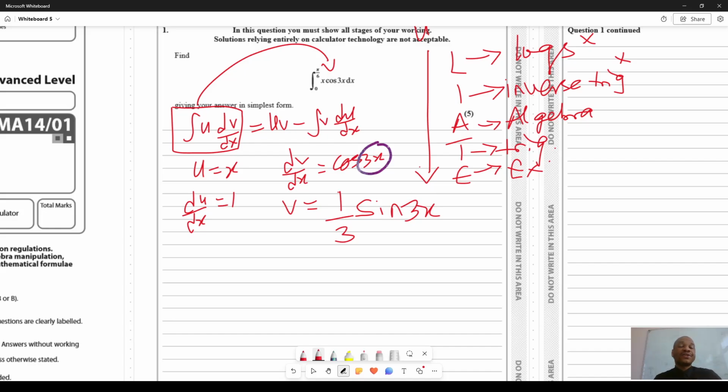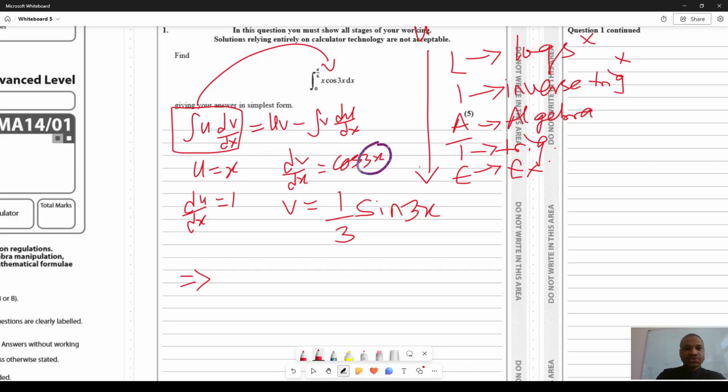Then if I differentiate the inside, I get 3 times it. So whenever you are integrating a trigonometric function, if there's a function inside, differentiate that function, then divide by whatever you get from the original function. Now I will just apply my formula.